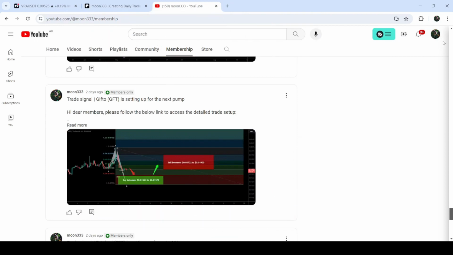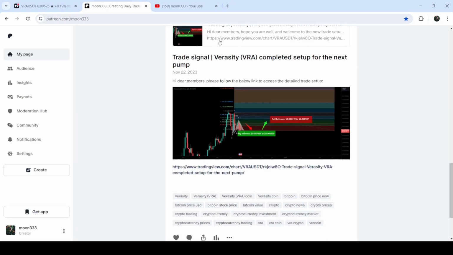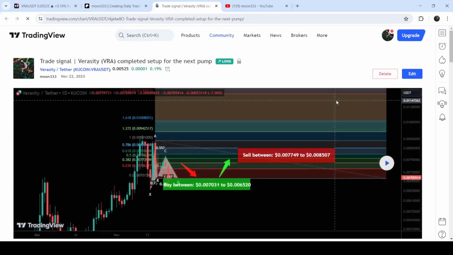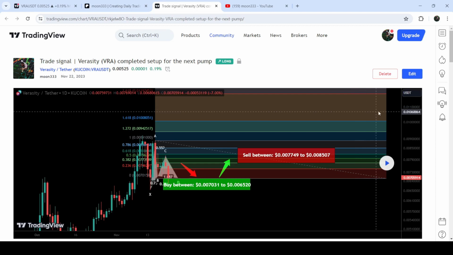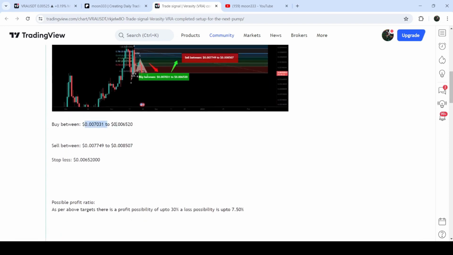So let's start the analysis, and first of all, let me begin with my most recent trade signal for Verasity that I shared on 22nd of November 2023 with my members, and that was a harmonic bullish reversal Gartley pattern that Verasity formed with the US dollar pair on a daily time frame chart. And this was a complete trade setup: a buying zone, a sell target zone and the stop loss.